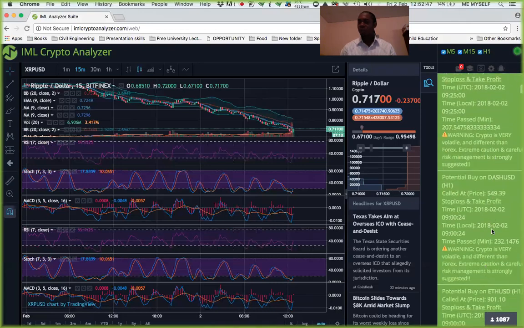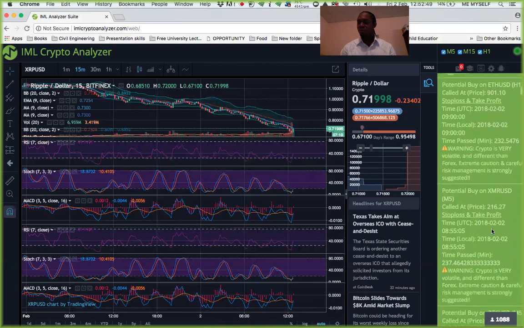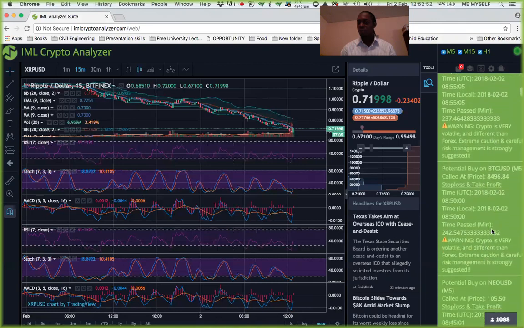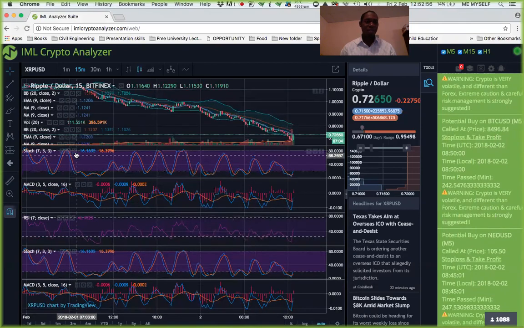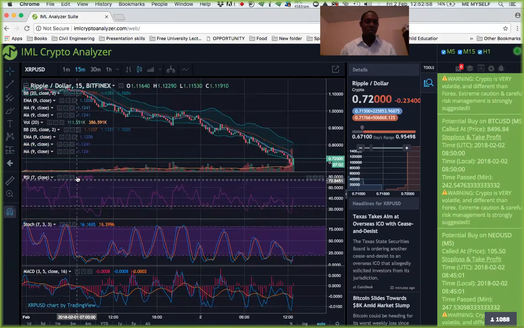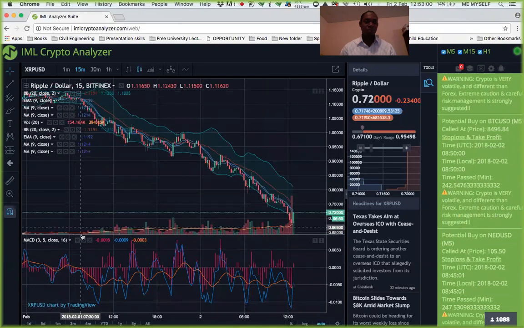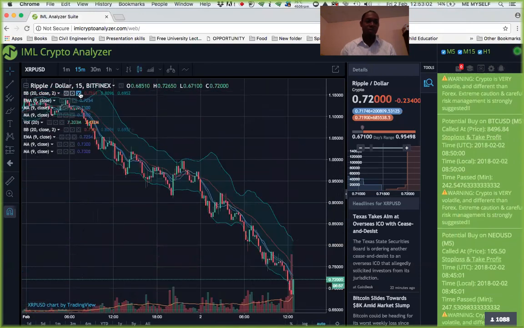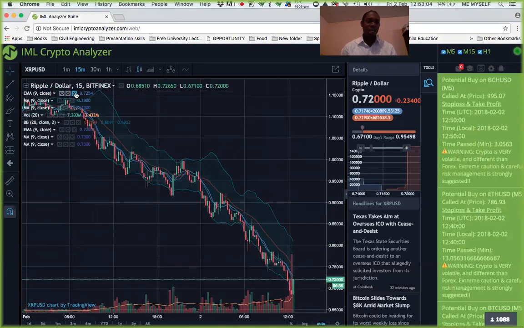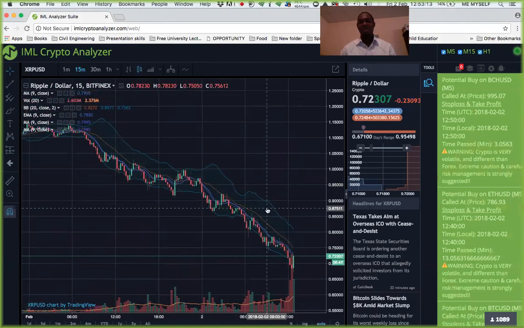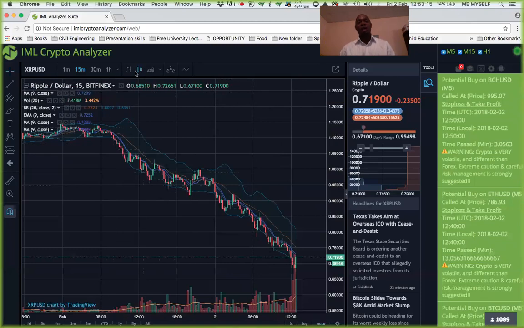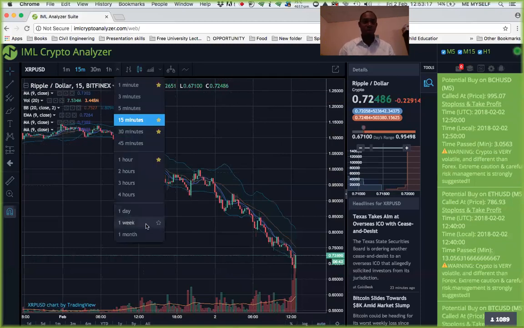All right, you know what? Let's just manually X these out. We don't need them at all. We don't want to get distracted by too many indicators. Oh, see what's happening here? We have a nice little push. And I'll show you why we have that push on Ripple at the moment.